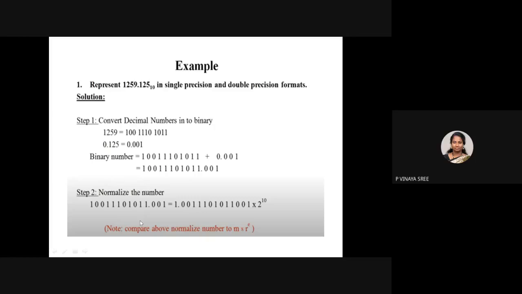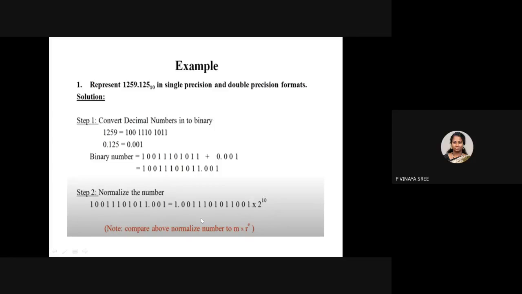Normalize the given number. For doing normalization, you have to shift the point to the right side. Until how many times? Until 1 point. How many positions did we shift? 1, 2, 3, 4, 5, 6, 7, 8, 9, 10. So we have shifted 10 positions to the right. That's the reason we got 2 power 10.